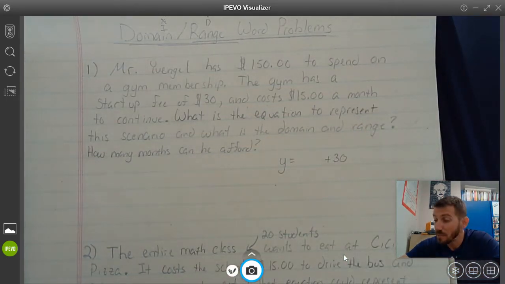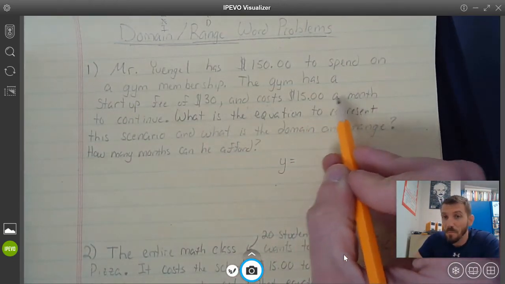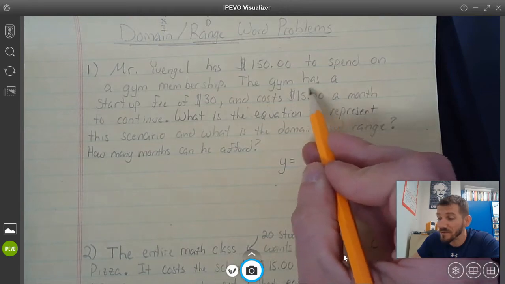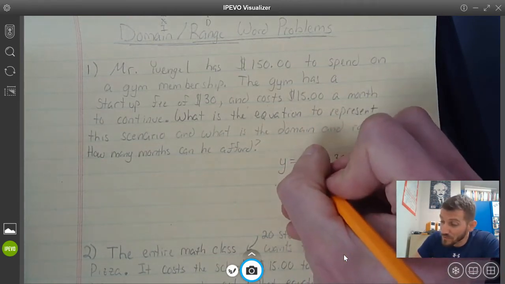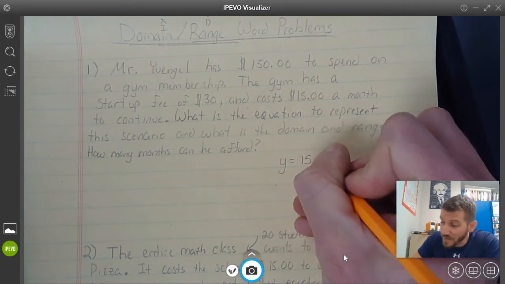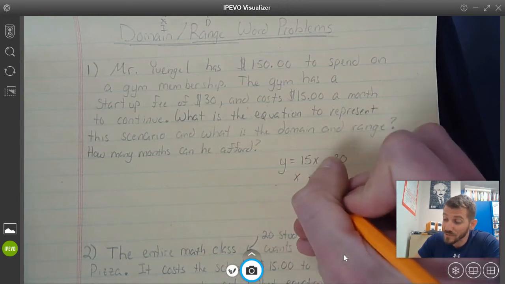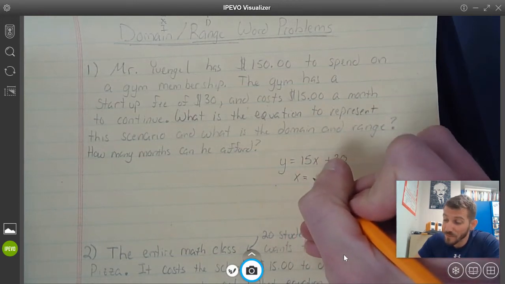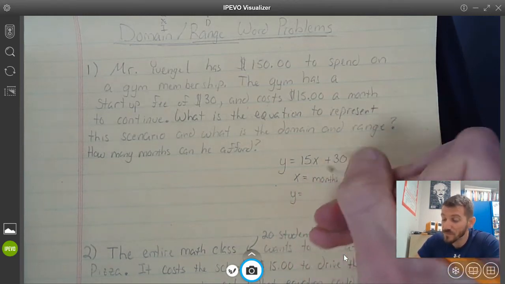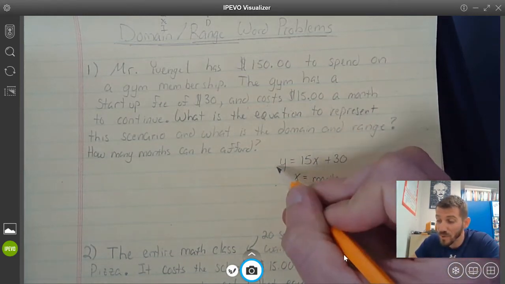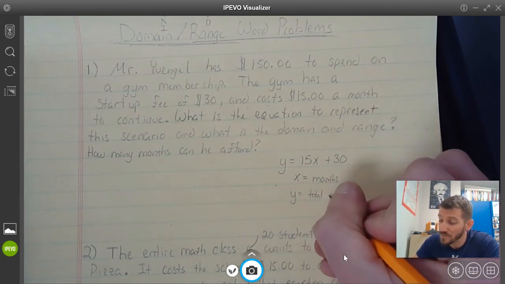Now, the important part is it costs $15 per month. What that means is that $15 goes with our X value. So it's going to be $15 for every X, or for every month. I'm going to write that down. X is going to represent months. Y represents what? Well, if X represents the number of months, Y would be the total amount of money spent.